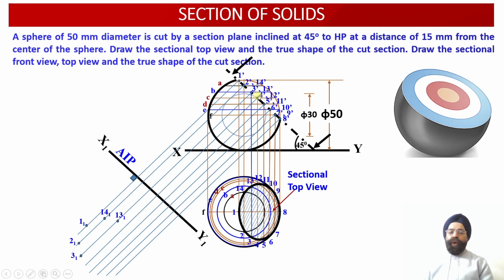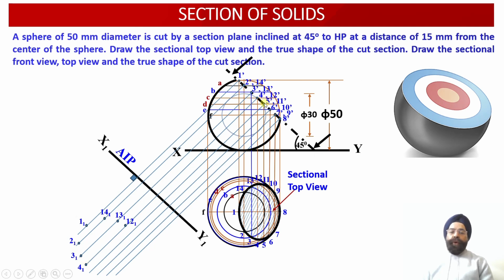Then the next set of points which are available with us are 4 dash and 12 dash. Now we are going to measure the distances of the points 4 and 12 from the XY reference line. Once we measure these distances, from the projector lines emerging from the points 4 dash and 12 dash, we are going to mark these two distances over here, and we will be obtaining the points 12 1 and 4 1 in the auxiliary plan projection view over here.